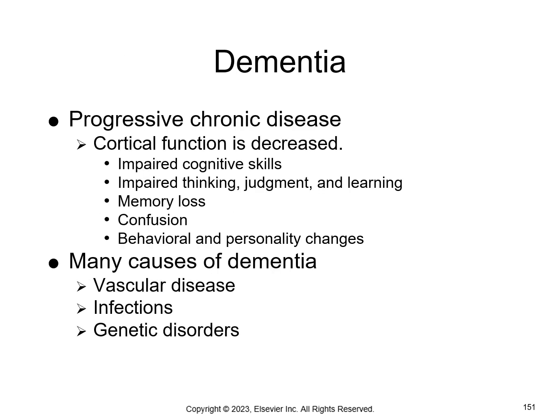And then we have dementia. So dementia is a progressive chronic disease where cortical function is decreased, impairing cognitive skills like language, logical thinking, and judgment, the ability to learn new information, as well as motor coordination. Loss of memory affects primarily short-term memory, but the person can also be confused about events in long-term memory.